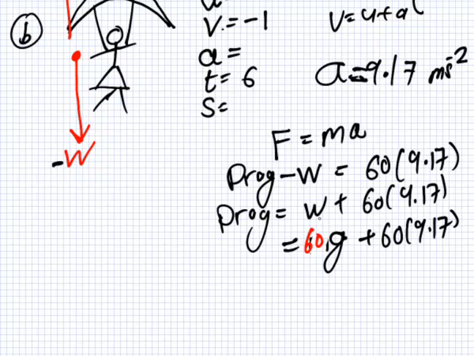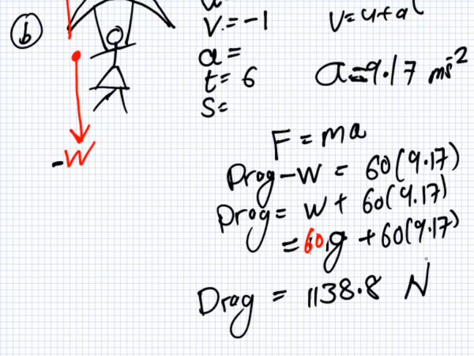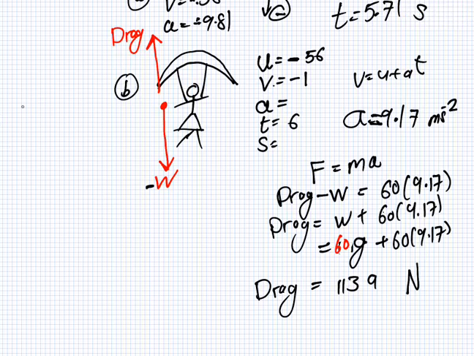These signs now, it's not going great. But you should get the same answer with just a different sign. Yeah. 60 times 9.81 plus 60 times 9.17. And I get drag equals 1138.8 newtons.